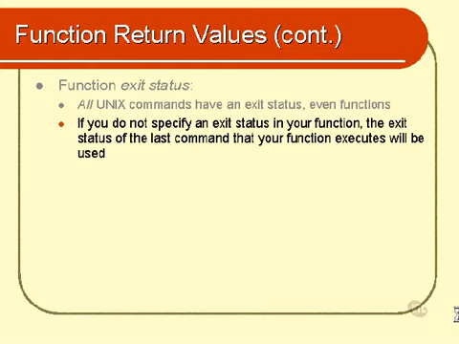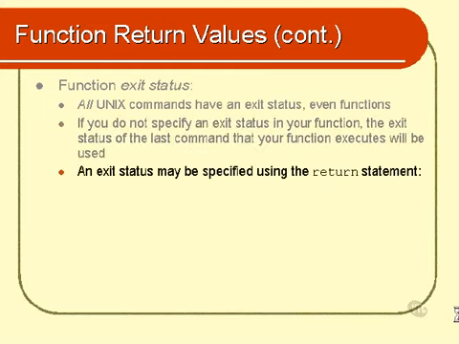So if the very last thing that your function does, for example, is an ls, then the exit status of the ls program will be the exit status of your function. Now, if you actually want to specify an exit status, you can. You must use the return statement in the following way. You simply say return and then a number, and that number will represent the exit status that you're trying to create, which of course will typically be 0 for no error, or 1 for some kind of error, or alternatively you can think of it as 0 being true and 1 being false.